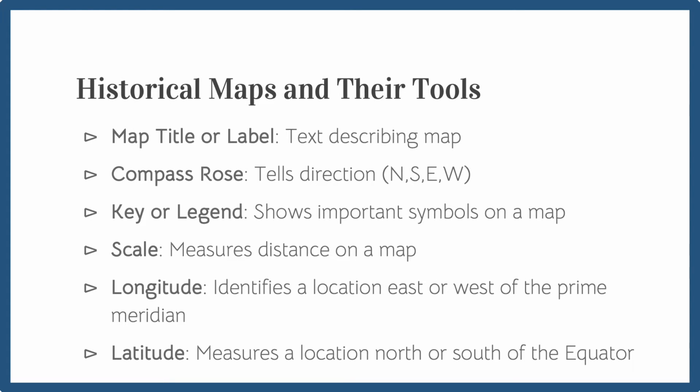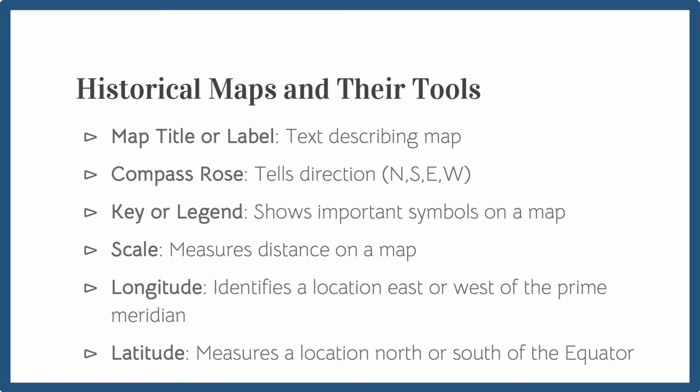A map can tell us different things. Some maps show us major transportation systems, like roads and railways. Some give information about climate in different regions, and some show us the layouts of cities and towns. Although there are many different kinds of maps, most maps, including historical maps, have the same tools. These tools are the map title or label. A title or label is a text that usually describes what the map is showing.